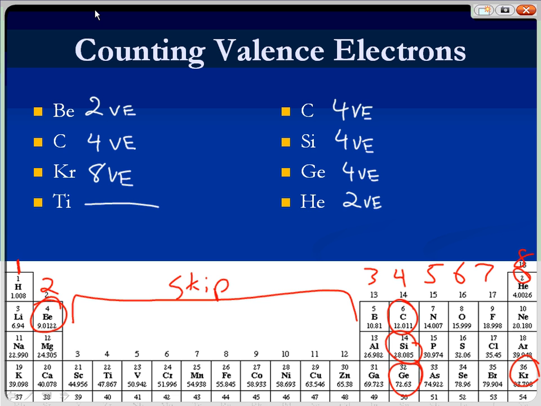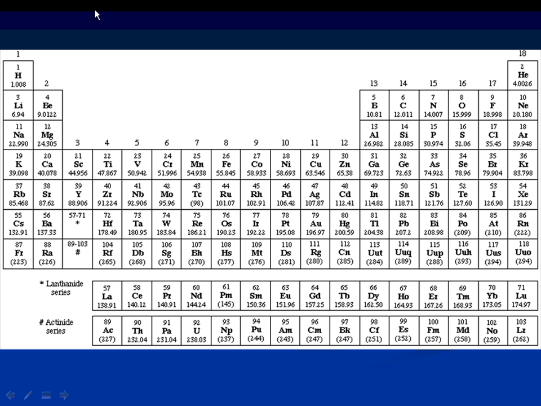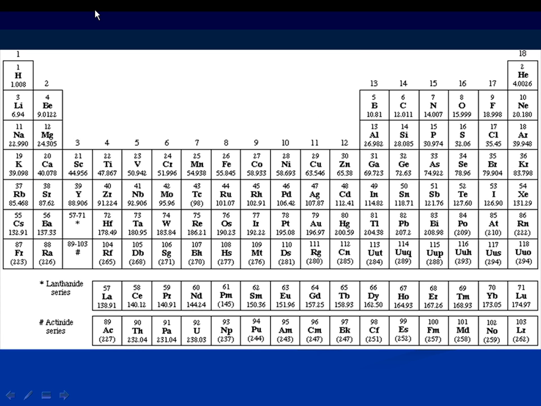All right, so you need to know how to count valence electrons for any of the elements in those areas that we pretty much can count. Skip the middle. All right, we're going to move on now to talking about the periodic table in general. So we're going to start coloring it. So get out your periodic table, get out your coloring stuff.